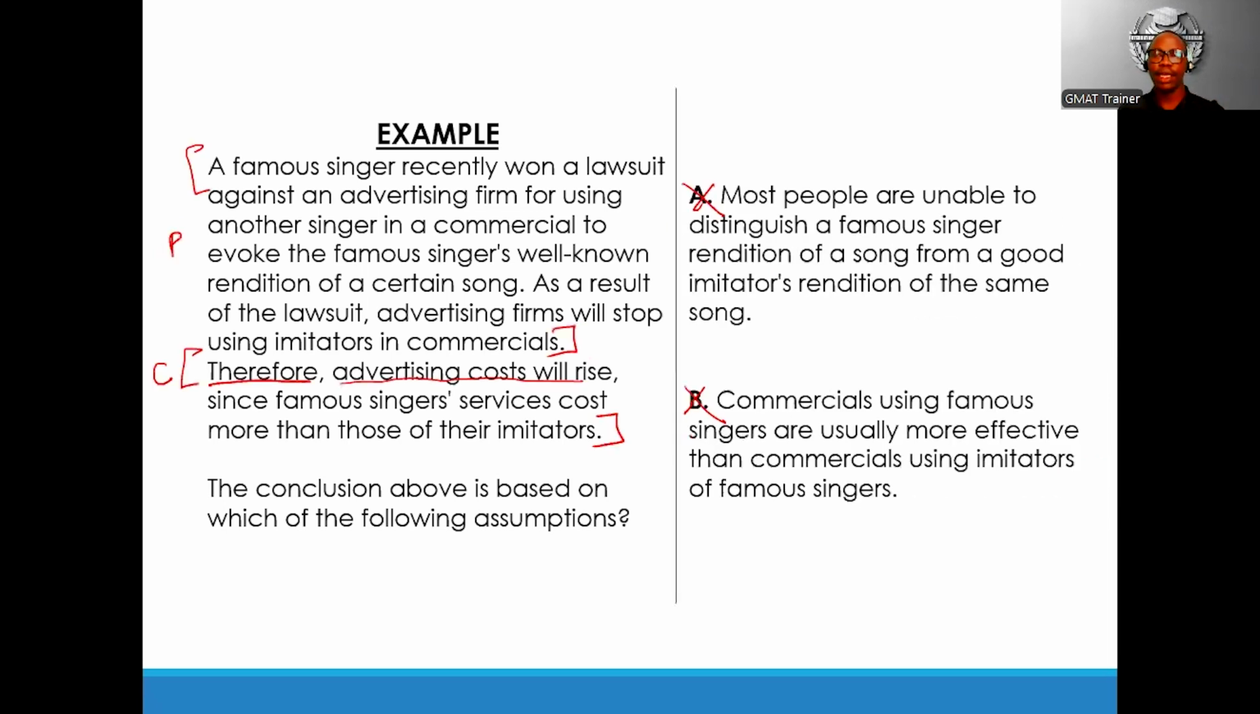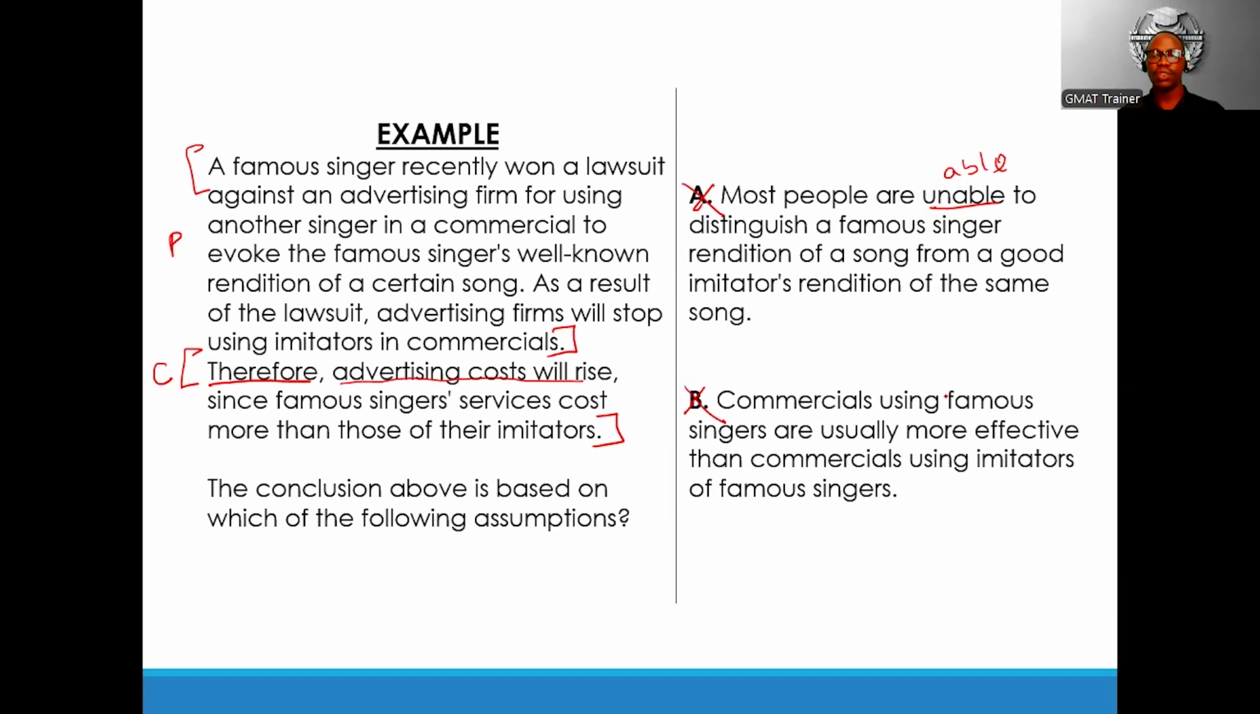If you negate, for example, A, most people are unable to distinguish a famous singer's rendition of a song from a good imitator's rendition of the same song. If you say people are able, does that affect the flow of logic in the argument? No, it doesn't really. It actually strengthens the flow of logic, meaning this answer choice is not correct. If they are unable to distinguish, then advertising companies could use imitators and avoid the extra cost. So negating A just shows that in the affirmative, the information presented in A is not correct.